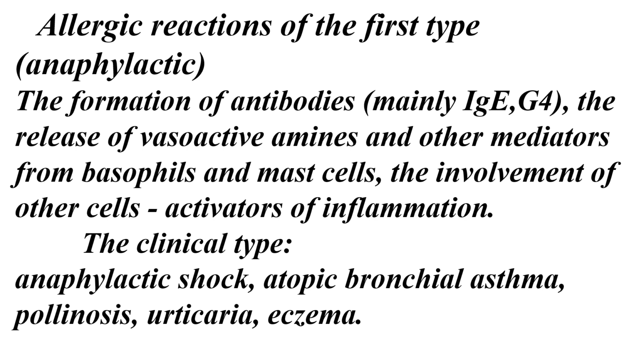It involves the formation of antibodies, mainly IgE, and the release of vasoactive amines and other mediators from basophils and mast cells. It involves other cells and the activation of inflammation. The clinical types are anaphylactic shock, atopic bronchial asthma, pollinosis, urticaria, and eczema.